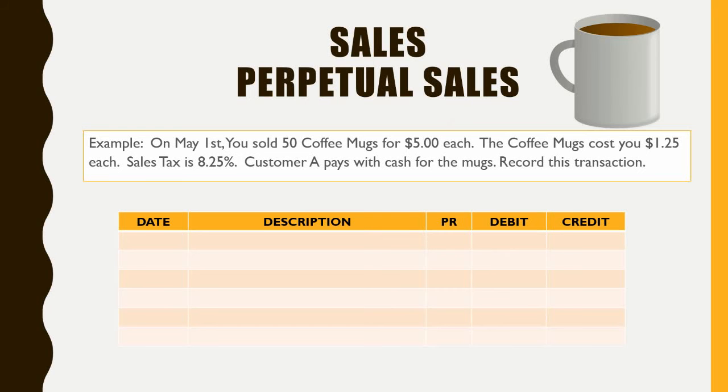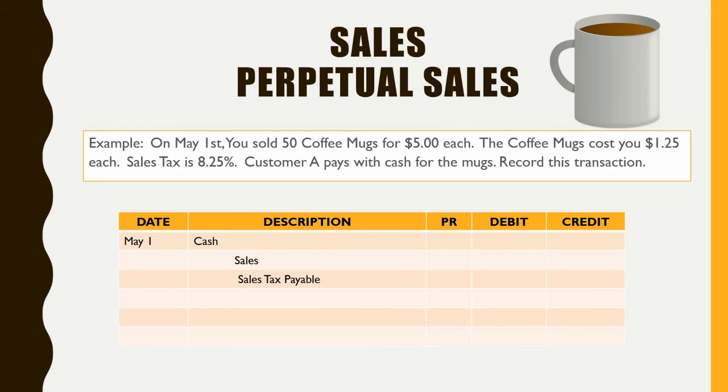Debit cash. Good. What else? Sales. No. We have to record the sales first in order to do a return. Okay. Cash, sales tax payable. Good. Okay. Now let's go ahead and calculate that for us.